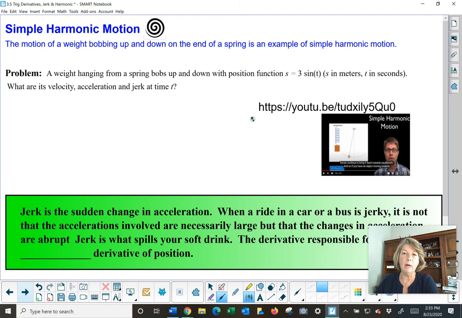Simple harmonic motion. The motion of a weight bobbing up and down on the end of a spring is an example of simple harmonic motion. And our problem says a weight hanging from a spring bobs up and down with position function s equals 3 sine t, where s is measured in meters and t in seconds. What are its velocity, acceleration, and jerk at time t?